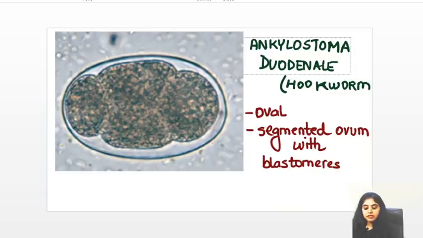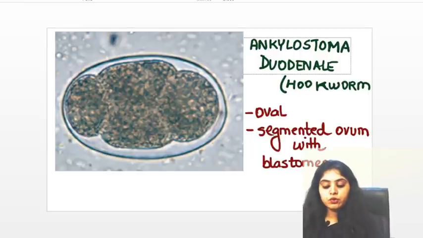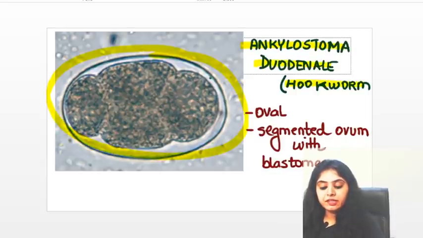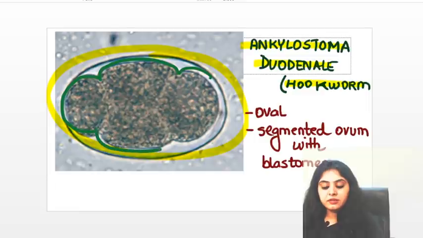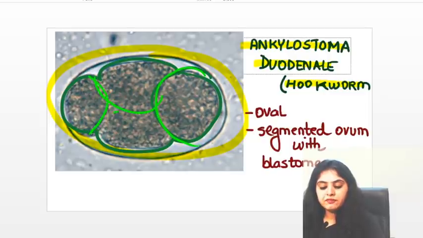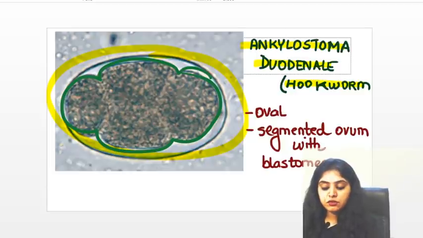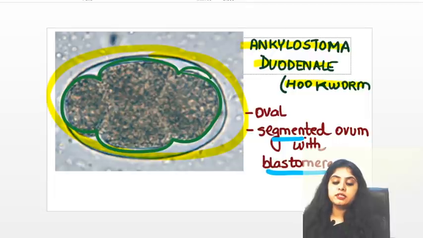Coming to the last one. It's an oval egg, and it is going to show you Ankylostoma duodenale, the hookworm. Apart from being oval, it is going to show you segments. This is a segmented ova. Roughly over here, I can see 1, 2, 3, 4. I can see 4 segments. So this is a segmented ova with blastomeres. So that's Ankylostoma duodenale.